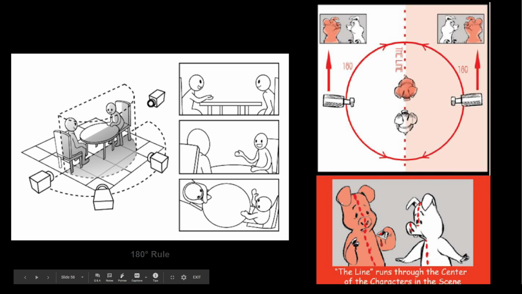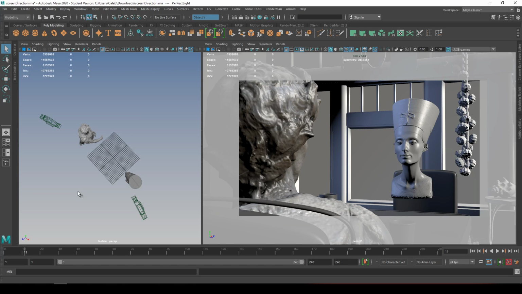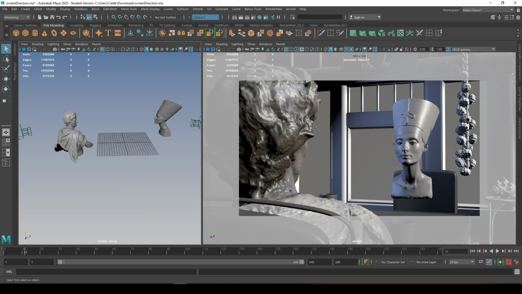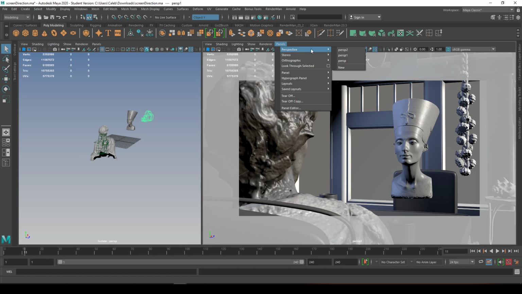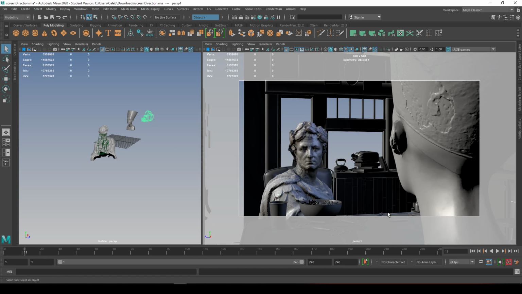Okay. I have an example right here. So here's another example in Maya. We have these two characters sitting across from each other, right? And I have two cameras on each side for essentially an over-the-shoulder dialogue scene between two characters, right? So this camera right here is looking over the shoulder of Caesar at Nefertiti, right? And this shot over here, if we go to perspective, we're looking over Nefertiti's shoulder at Caesar eating his cereal in the morning, right? So it's just another visual diagram of it.